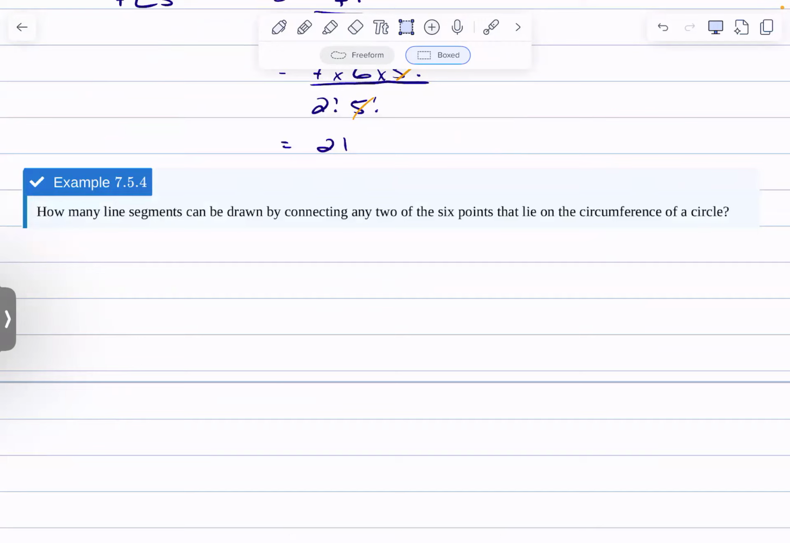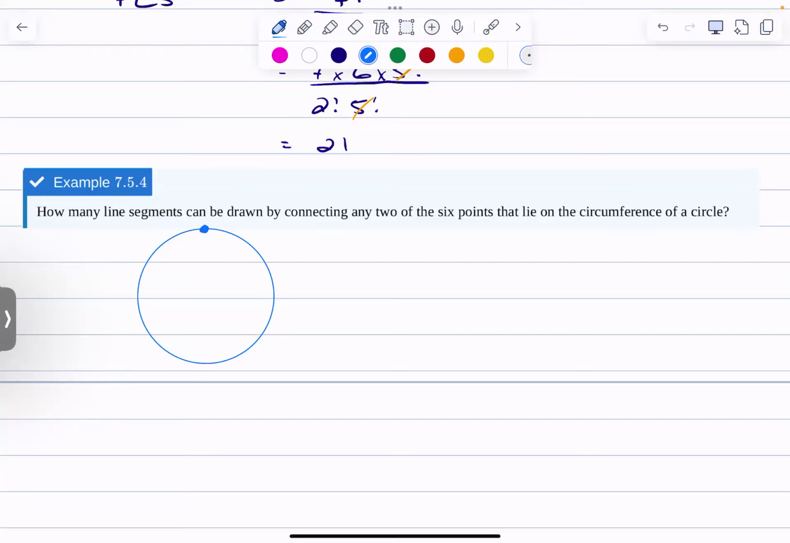How many line segments can be drawn by connecting any 2 of the 6 points that lie on the circumference of a circle? Well, let's map it out. I can draw a circle, and maybe I have a point here, and a point here, and a point here, and a point. I guess I shouldn't have done it like that because that makes 4 points and I need 6 points. Let's just spice things up like this. I could have done them spaced out better.